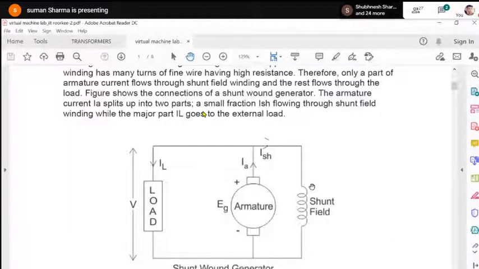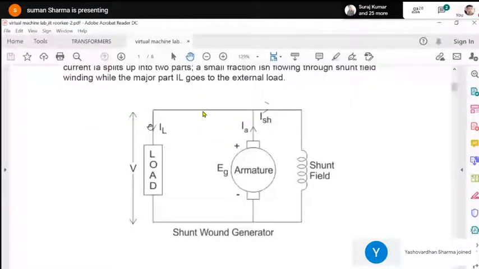When you apply KCL at this node, you get Ia as the sum of IL and ISH. The voltage across this load is the same as the voltage across the field winding. So you can determine the value of this current ISH as V divided by RSH, where RSH is the shunt field winding resistance. Clear?